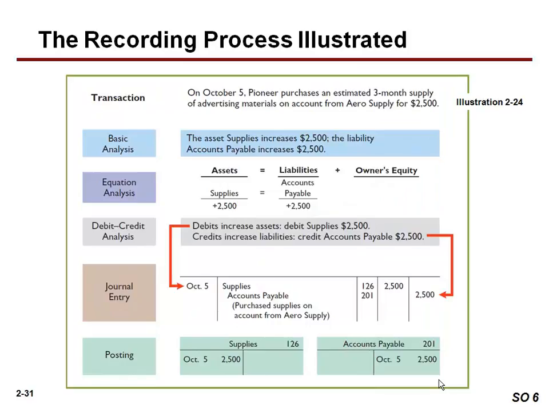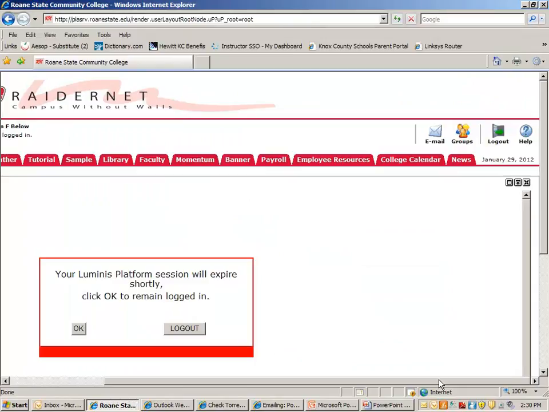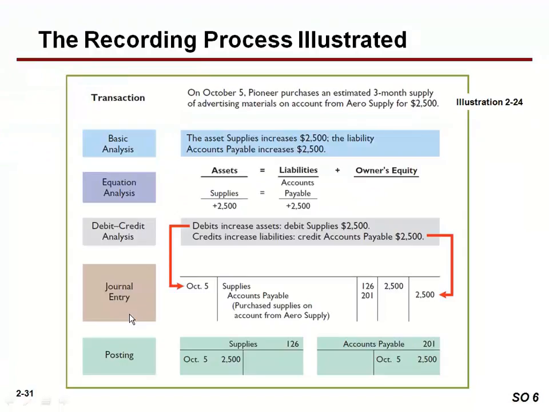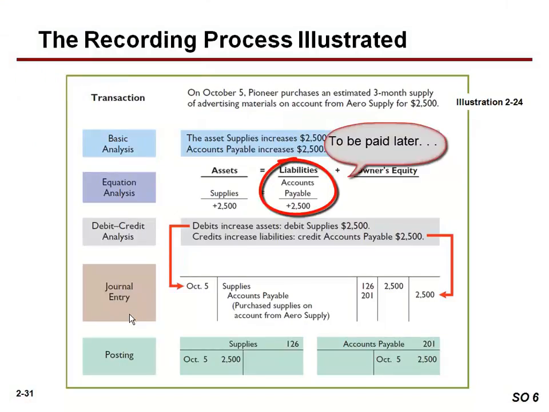Here we have an example of acquiring supplies, an asset, an item of future value, on account, meaning that we haven't paid for it in cash, but we've incurred an obligation. And so we're going to increase our asset account with a debit to our supply account, and a credit to accounts payable of $2,500.